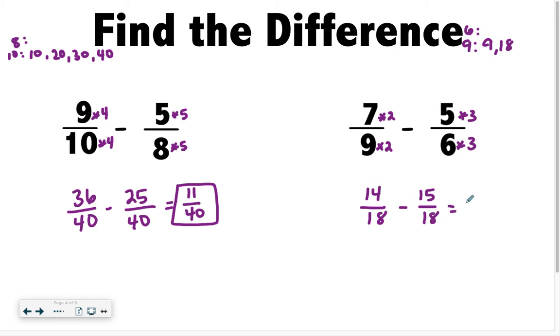14 minus 15 is negative 1 over 18, or you can write it as negative 1 over 18. It's the same number. Either way, I'll accept both answers.